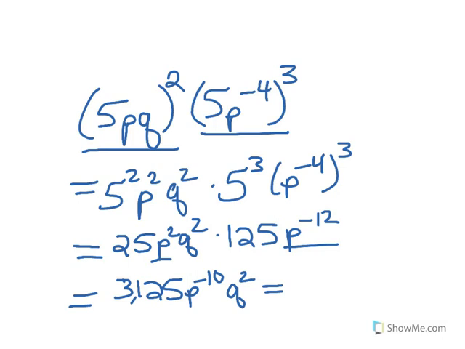Finally, then, if you have to do, as the students in my class have to do with their book, and eliminate all negative exponents, your final answer is 3,125 q squared all over p to the 10th.